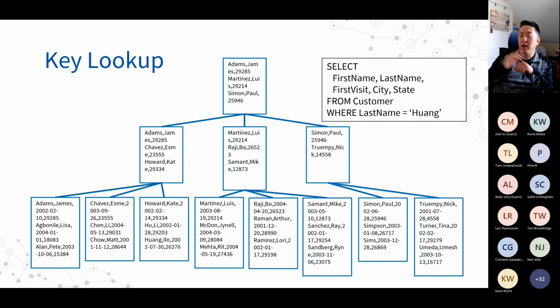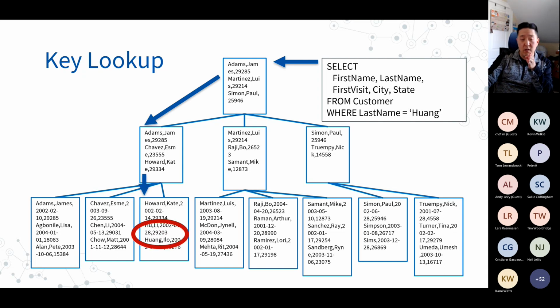Now, I've also modified this particular select statement to say select first name, last name, first visit, city, and state of our customer, where last name is equal to Huang. So we know the last name, so we can zero in on that. But my non-clustered index does not have a reference or an included column for the city or the state values. So what am I to do here? Well, first, we can navigate this non-clustered index and seek to our value where last name is equal to Huang.